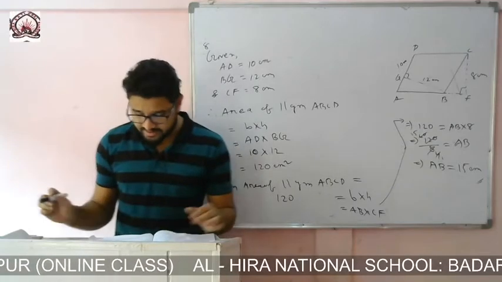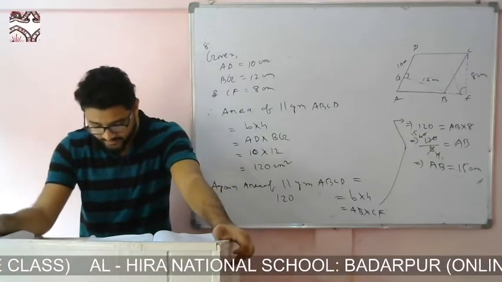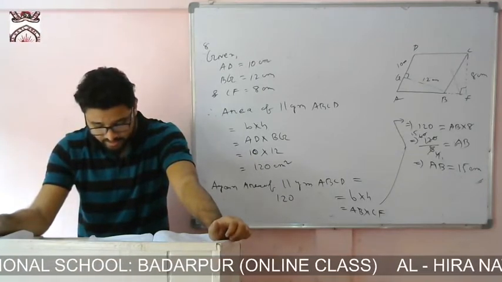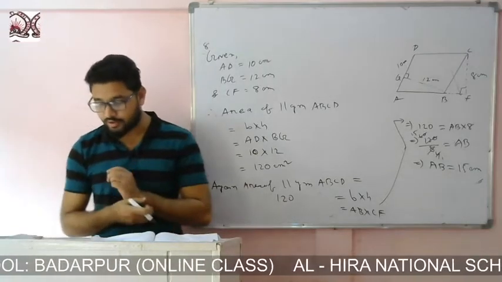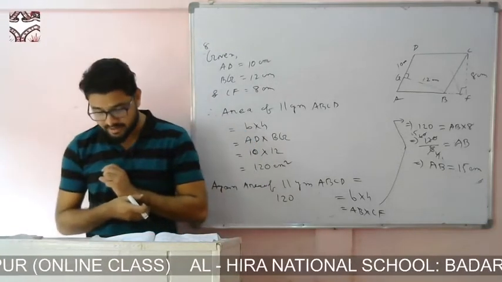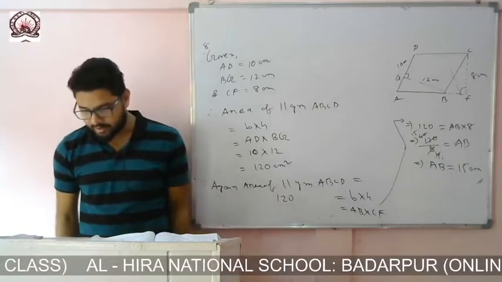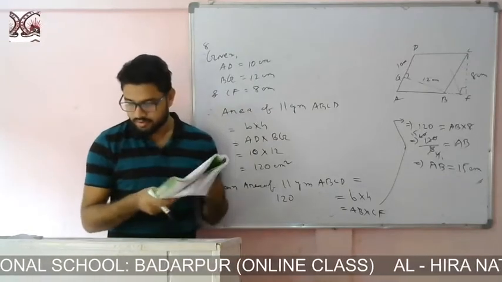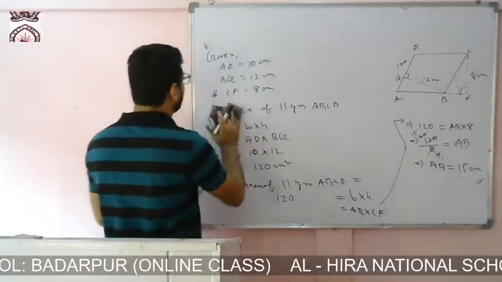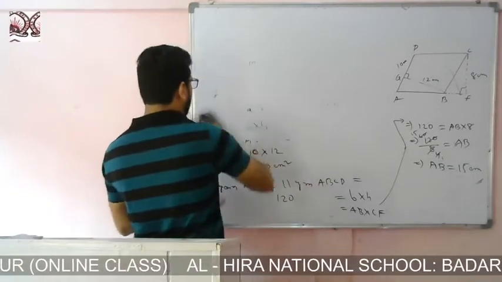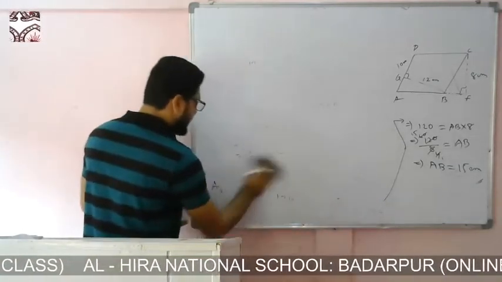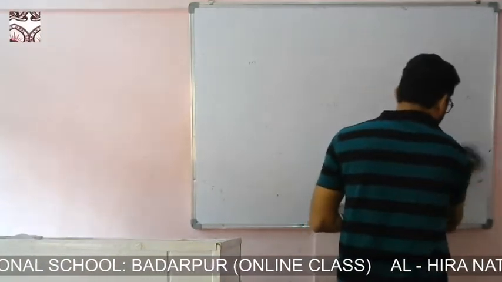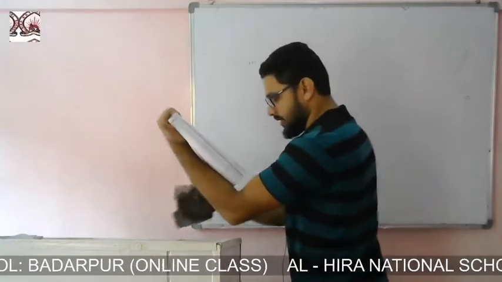Now come to question number 9. The two adjacent sides of a parallelogram are in the ratio 2:3. If its perimeter is 50 centimeter, find its area if the altitude corresponding to the larger side is 10 centimeter. Only 2 questions are left. This is the last question of this exercise. After that we will do higher order thinking.